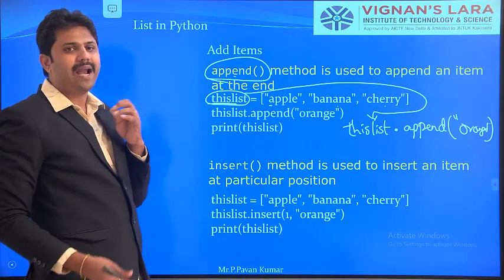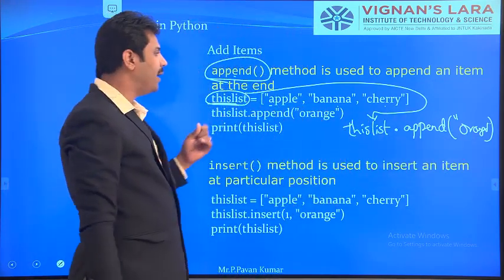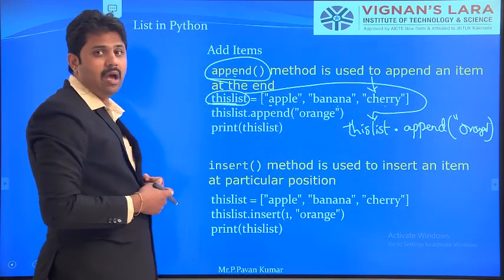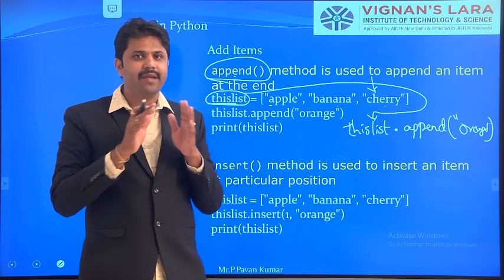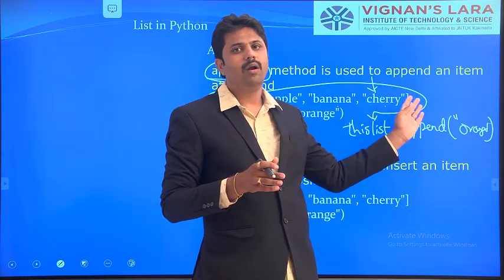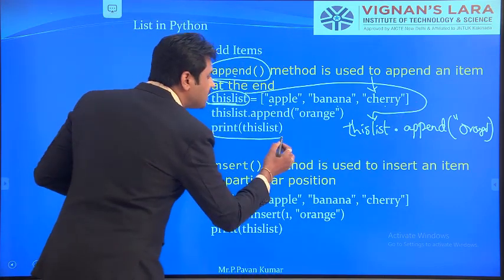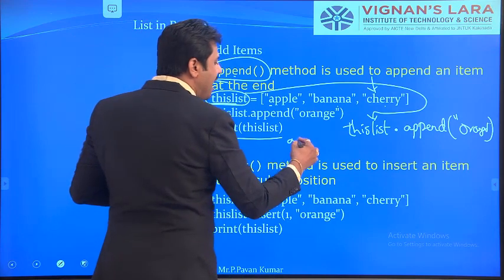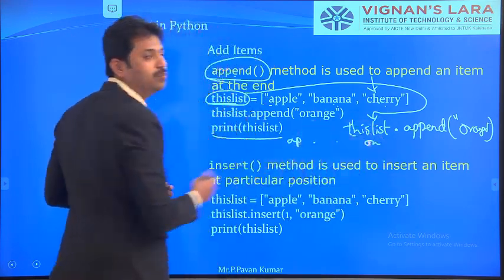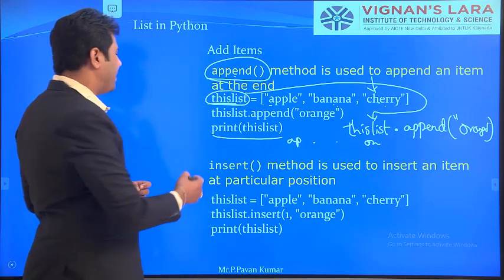If you write a statement like this, a new value, orange, is going to be entered into this list. I am not deleting any value; I am additionally adding one more value to the list. If you print this, the list contains apple, banana, cherry, and orange also. Next, we have one more method, insert.